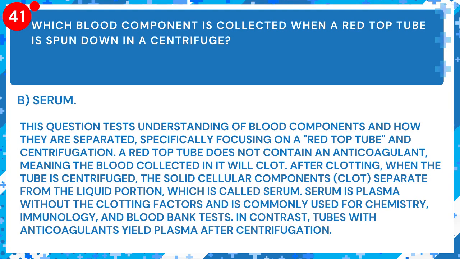Answer: B. Serum. Explanation: this question tests understanding of blood components and how they are separated, specifically focusing on a red top tube and centrifugation. A red top tube does not contain an anticoagulant, meaning the blood collected in it will clot. After clotting, when the tube is centrifuged, the solid cellular components, clot, separate from the liquid portion, which is called serum. Serum is plasma without the clotting factors and is commonly used for chemistry, immunology, and blood bank tests. In contrast, tubes with anticoagulants yield plasma after centrifugation.